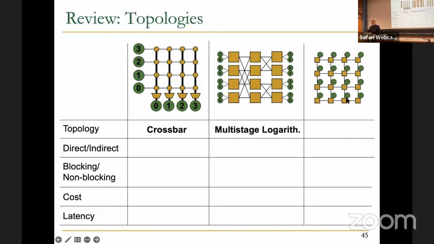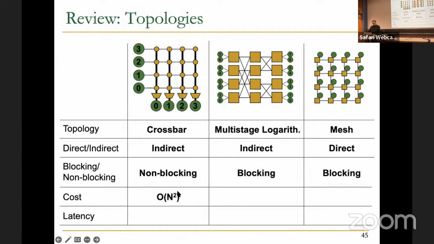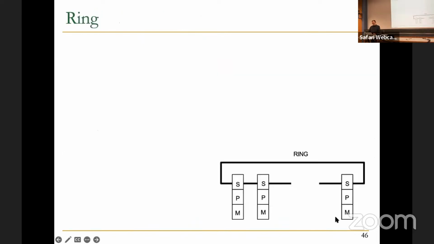So crossbar, which we have seen, multi-stage logarithmic, and mesh. We haven't seen mesh much; we're going to see more, but you have some idea about it. The first two are indirect. Mesh is direct. Crossbar is non-blocking. The multi-stage logarithmic network is blocking, and mesh is also blocking. The cost of crossbar is order n squared. Multi-stage is order n log n, and mesh cost is much less, order n. Latency for crossbar is O(1). For multi-stage it is O(log n), because you need to take log n steps. But for mesh it is order square root of n, essentially.